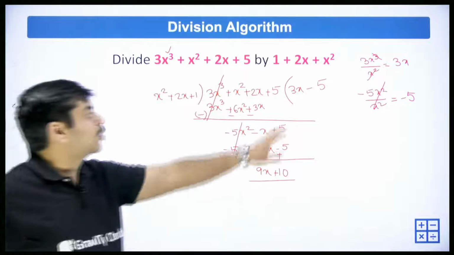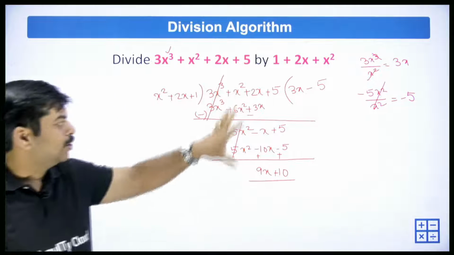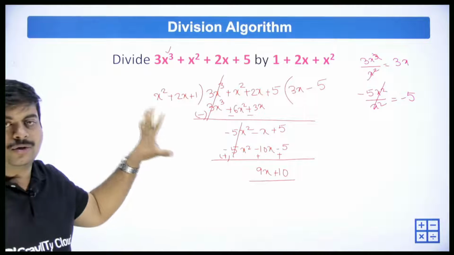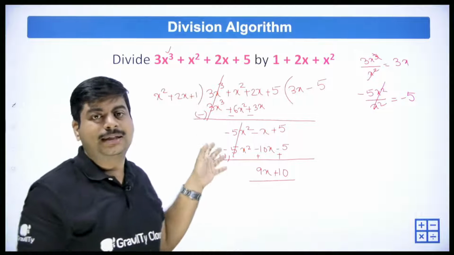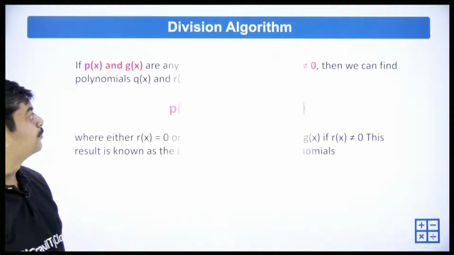Okay, so this is the quotient 3x minus 5, and this is the remainder 9x plus 10. But once again, please try to check everything, whether it is correct or wrong. There may be some calculation mistakes. So please try to check that and write it properly, right?